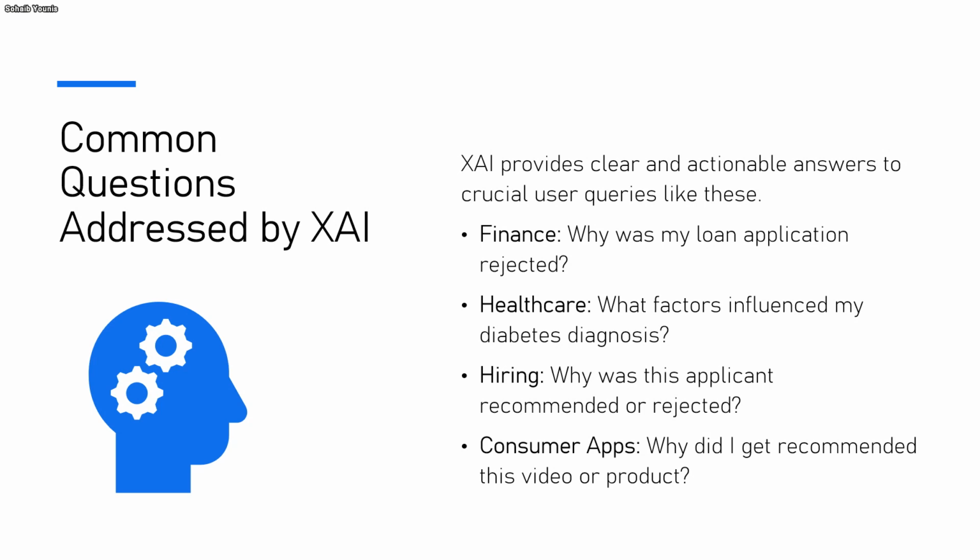People's applications were rejected or accepted without any specific reason. So that also led to many lawsuits. And also consumer apps like Google Maps or YouTube. Why did you get a specific video recommendation, or why was a specific route selected by an AI? So those are all the questions that are addressed by explainable AI.